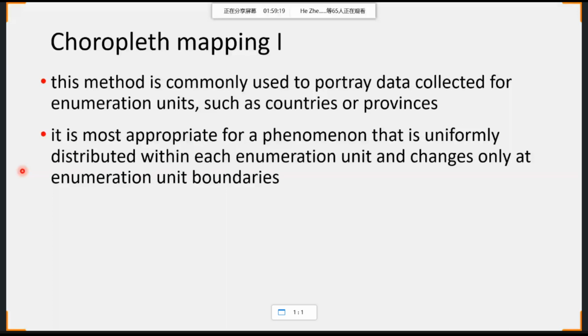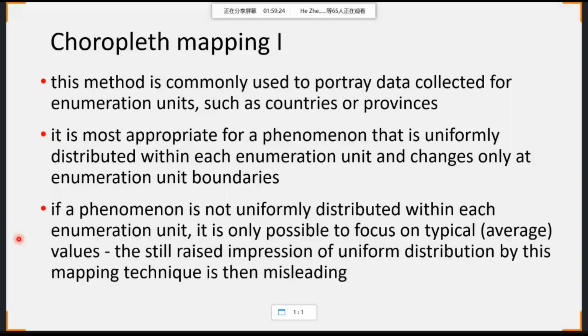If a phenomenon is not uniformly distributed within each enumeration unit, it is only possible to focus on typical or average values. The impression of uniform distribution raised by this mapping technique is then misleading. And of course, the greater the differences within one of the units, the more misleading it is to represent this unit with just one, for example, gray value. Because then you have the impression you have the same data values everywhere within this area, but it might not be true.